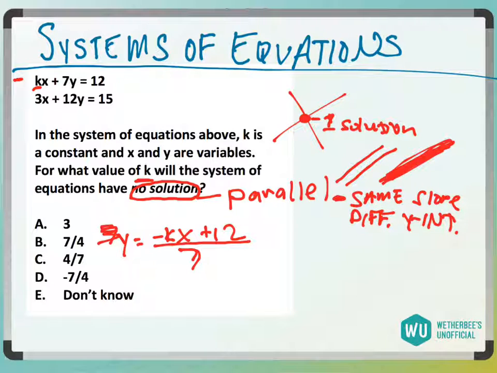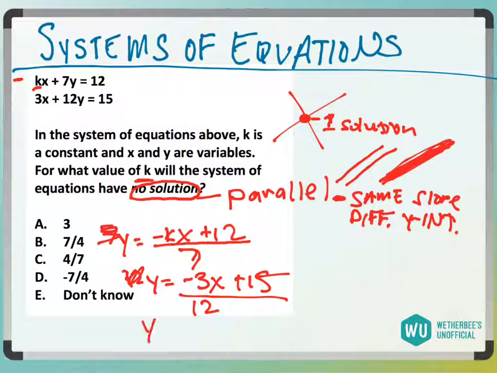Now, this one is going to be 12y equals negative 3x plus 15. I'm going to divide all this by 12, which is going to give me y equals negative 1/4 x. And I already have y-intercepts here that are not the same, so I'm not even going to pay attention to these y-intercepts. I just want to make sure that my slopes are the same.